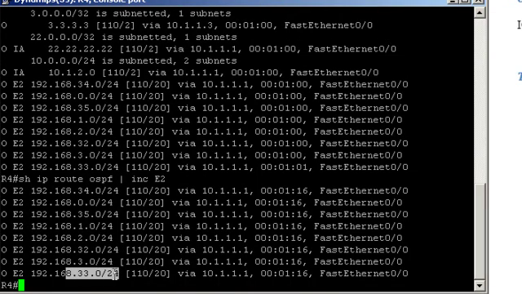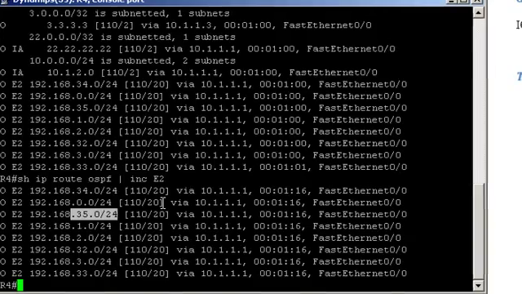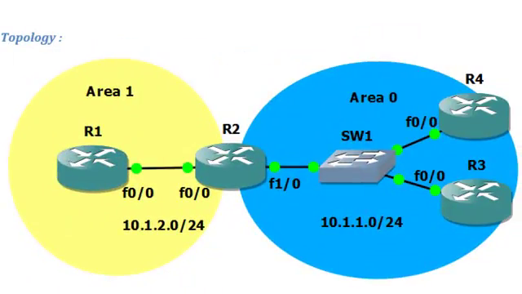We also see that 192.168.32.0/24, 33.0/24, 34.0/24, and 35.0/24 may be summarized into 192.168.32.0/22. Now we also know that with OSPF, filtering and summarization cannot take place just anywhere in the network. And to summarize external routes, we would have to configure the ASBR, since that's where the external routes are being injected.